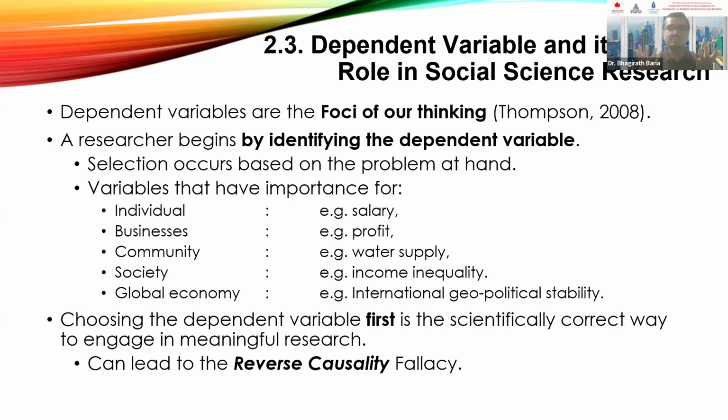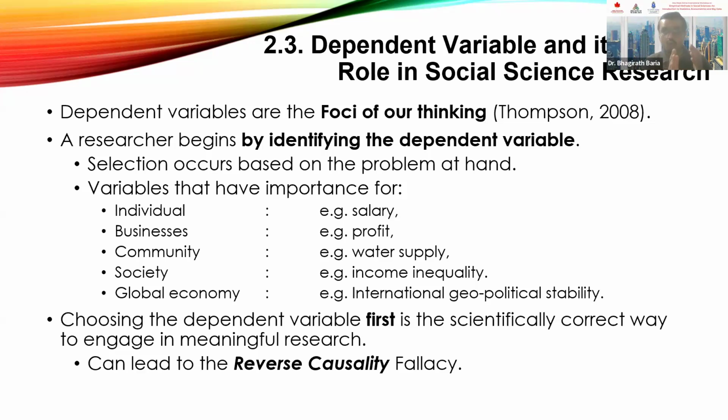For the overall society, national level society, income inequality can be a variable. Society is concerned, people are concerned, why is there such large gaps in income of people? For global economy, the geopolitical stability can be the dependent variable, the Y variable, the issue you want to study.